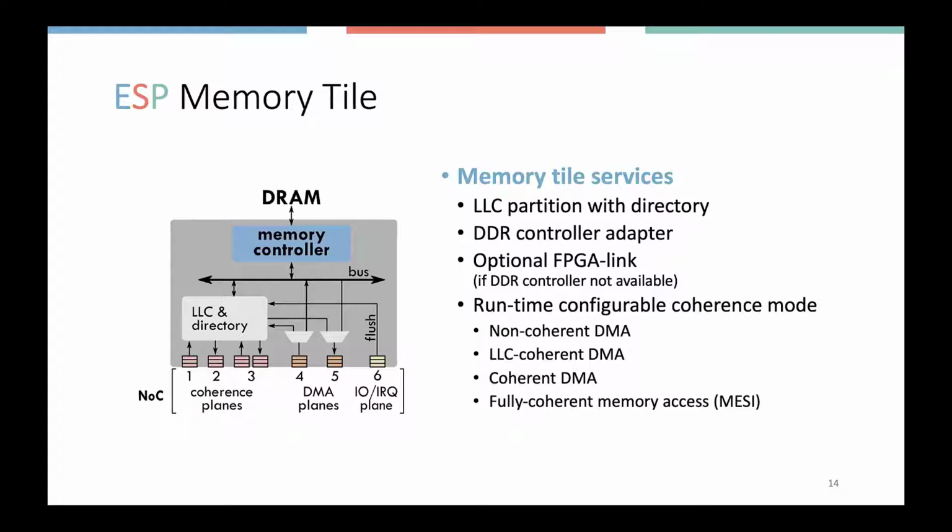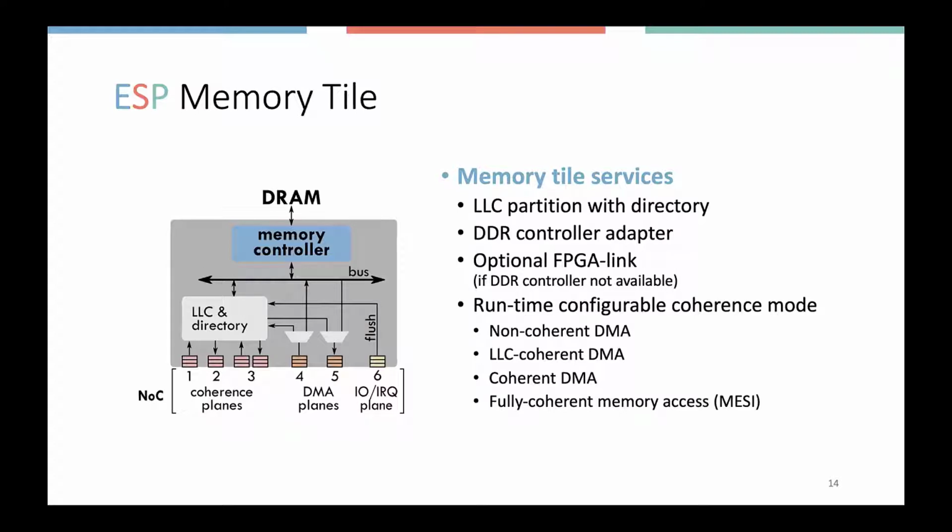Now, in the memory tile, you don't find the socket because we don't assume people will actually integrate components and IP blocks in the memory tiles. This is more of a service given to processors and accelerators. And so what you find here is all the components that support the different levels of coherency.